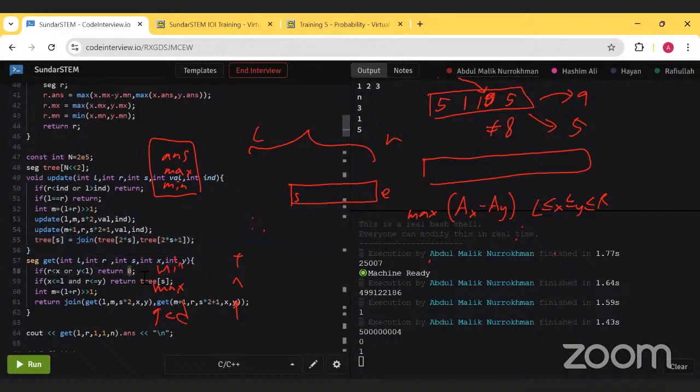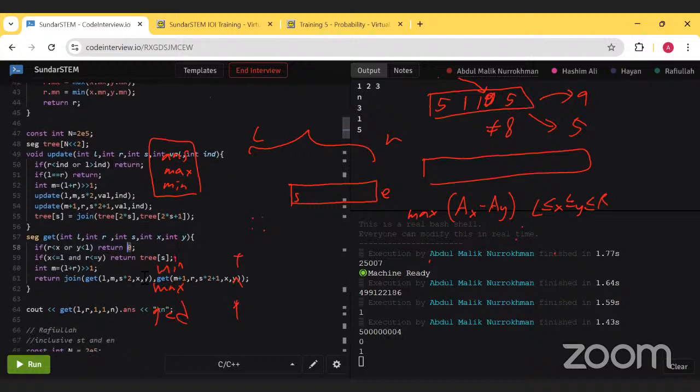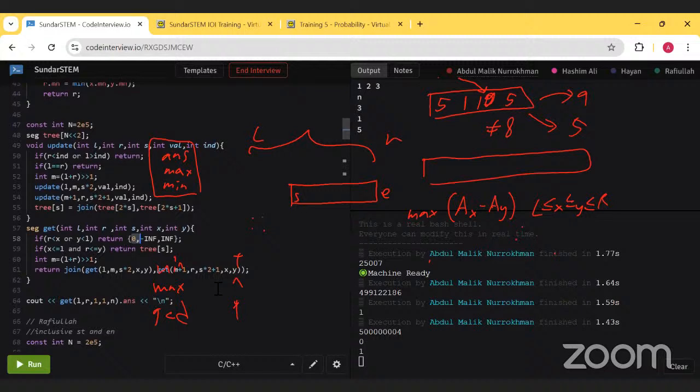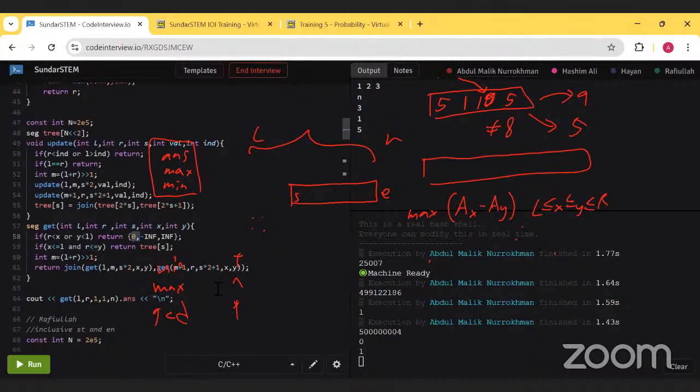And then this is not return 0, but return 0, minus infinite, infinite. So this is the best value of the result, or we can also make it minus infinite as well. This is the best value of maximum, and this is the best value of minimum. Okay.